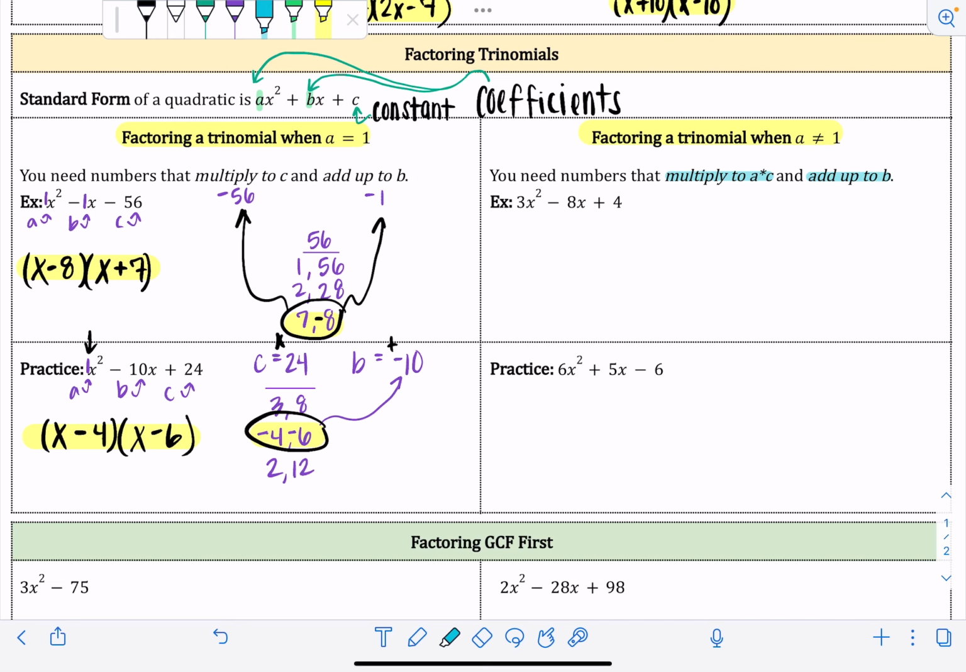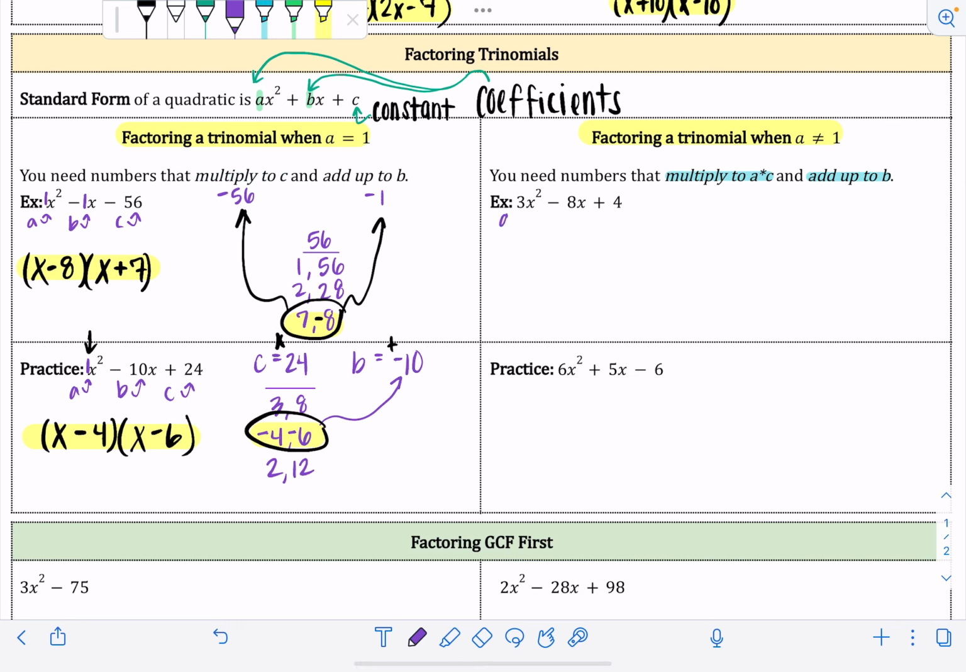So just to compare the two, the first type we did, they just had to multiply to C, and that was when A was 1. Over here, they have to multiply to A times C. That's when A is not 1. So definitely have that in your notes so that you can tell between the two types of problems. And then they both need to add up to B. Either way, that stays the same.